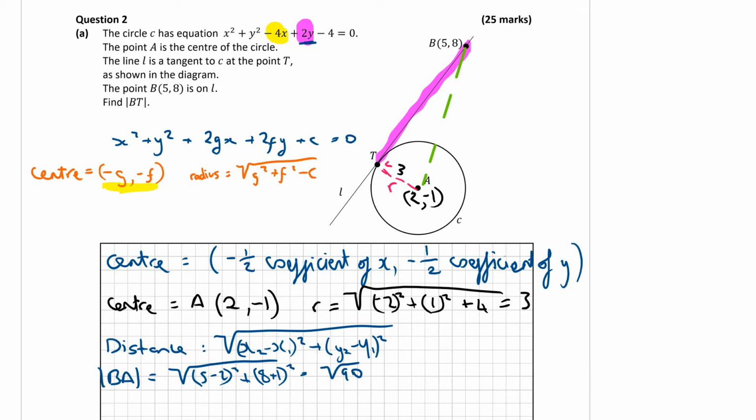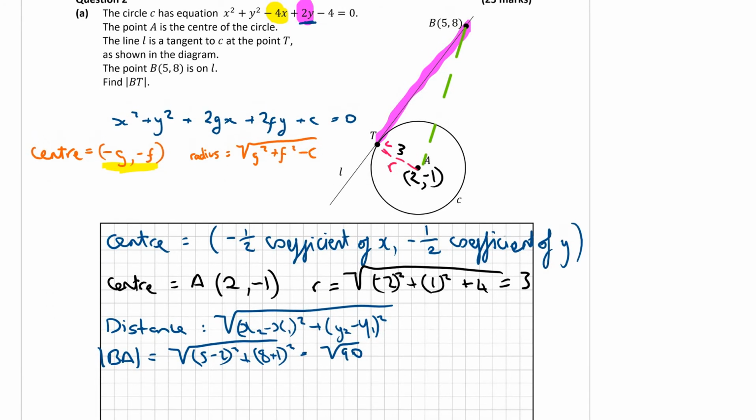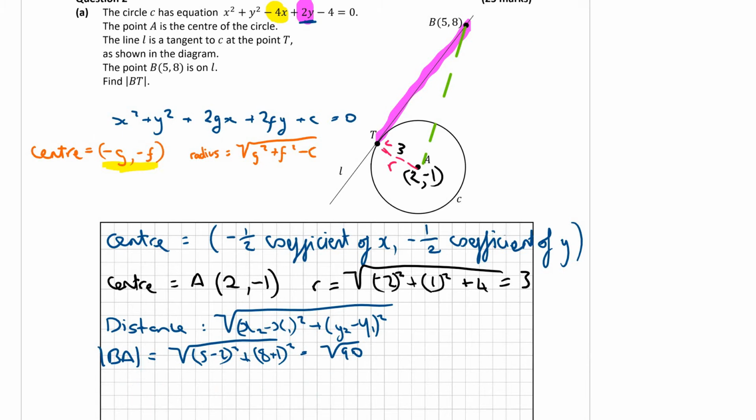If you want to simplify that down, that's just going to be root 9 by root 10, which is 3 root 10. We don't need to do that here. We're just going to plug it into Pythagoras because we just need to work out BT. So we're just going to use Pythagoras now to work out the distance from BT.